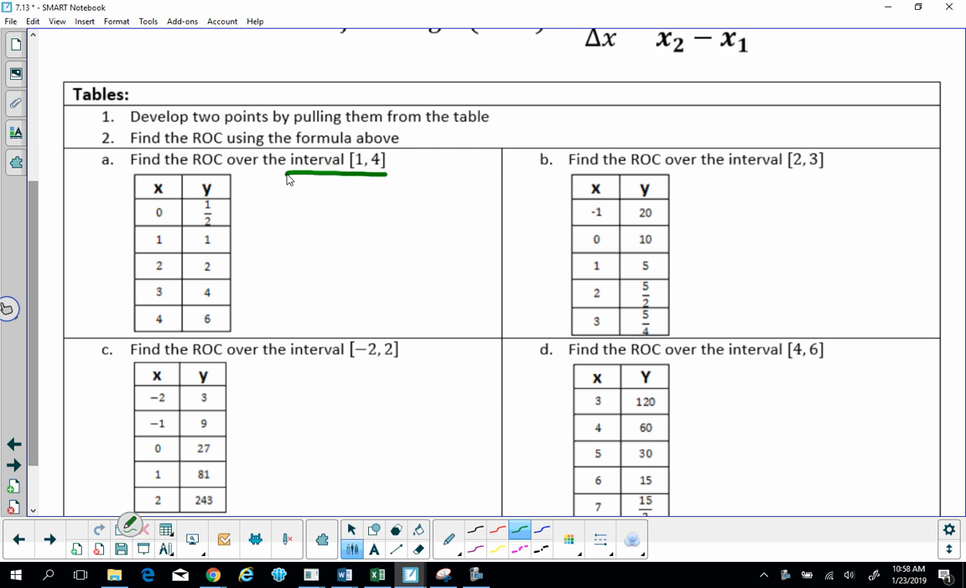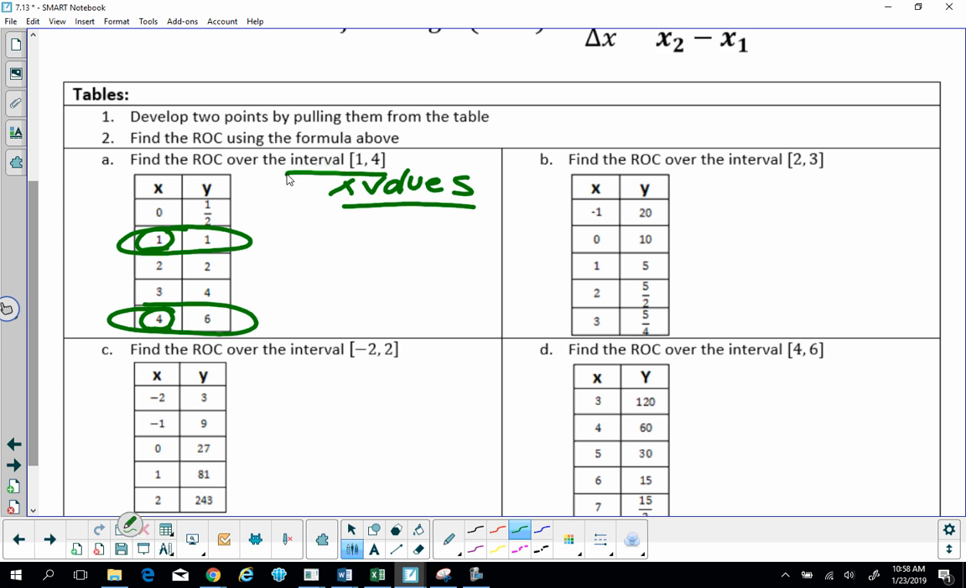So they want you to take, this means your x values right here. When I'm looking at my x values, they want to find when your x value is 1 and when your x value is 4. So it looks like that, and we're not even on our notes. When it says the interval, they're talking about your x value. So find the point where x is 1 and find the point where x is 4.